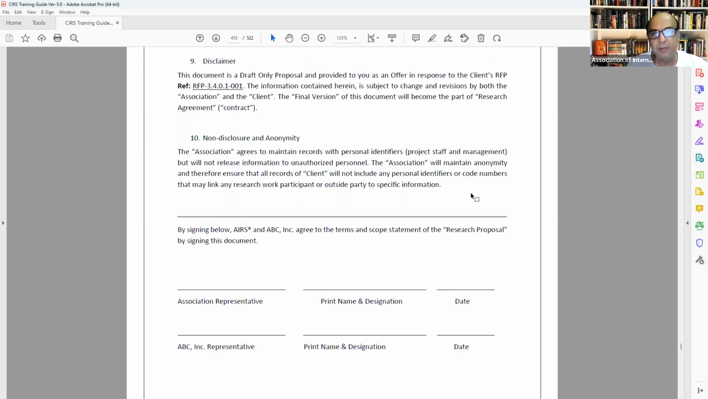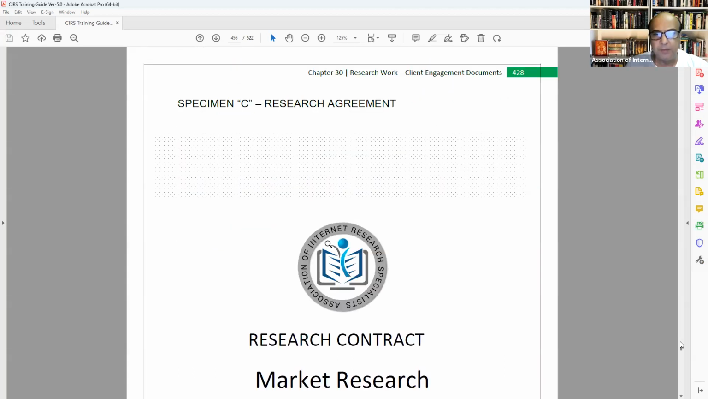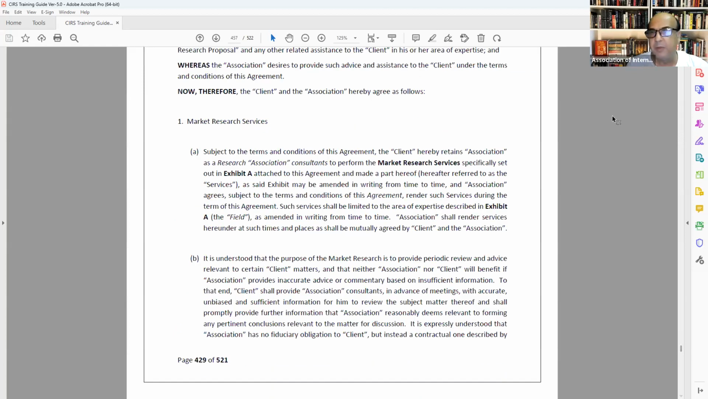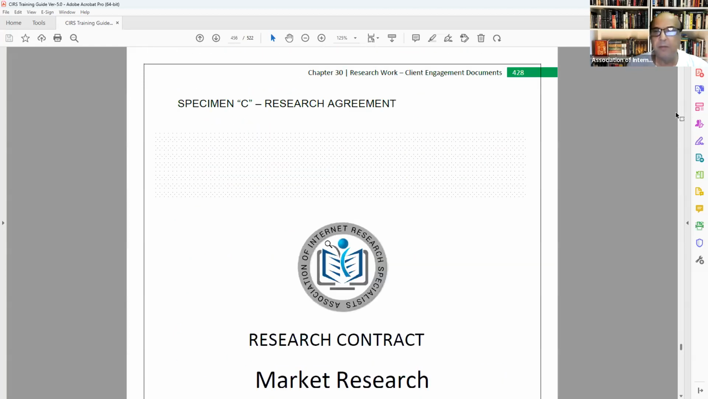And then, like I said, there's a little bit of disclaimer here. And then the final product of all this is the agreement, which is the main binding contract between your client and yourself. And that is when you are ready to start the research work for your client.